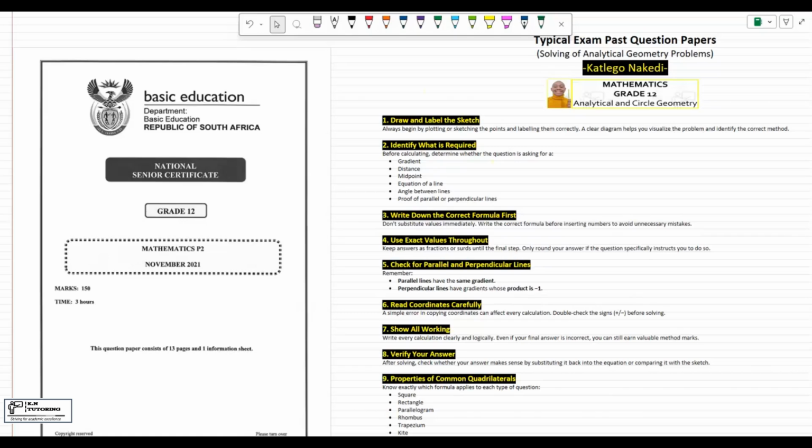Just before we start, you'll see on the screen there are a couple of tips and guidelines that you can use when attempting or solving analytical geometry problems. It's very important, you can't just walk into an examination without a strategy. You should always have a strategy, and this is the strategy that you must apply on analytical geometry. So you can pause the video, take notes, and then take it from there.